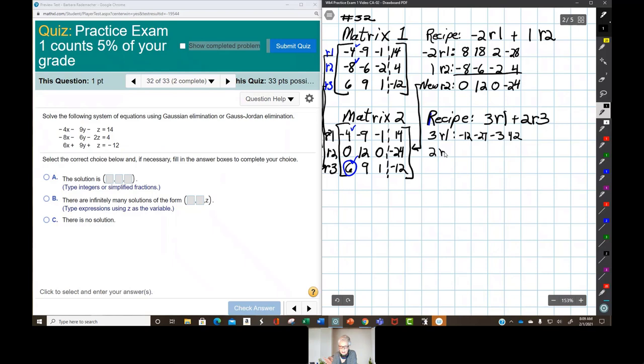And 2 times row 3 is going to be 2 times 6 is 12, 2 times 9 is 18, 2 times 1 is 2, and 2 times negative 12 is negative 24. Yes, okay. So negative 12 plus 12 is 0, negative 27 plus 18 is negative 9, negative 3 plus 2 is negative 1. And 42 minus 24 is 18. Yes, okay. This is going to be my new row 3.